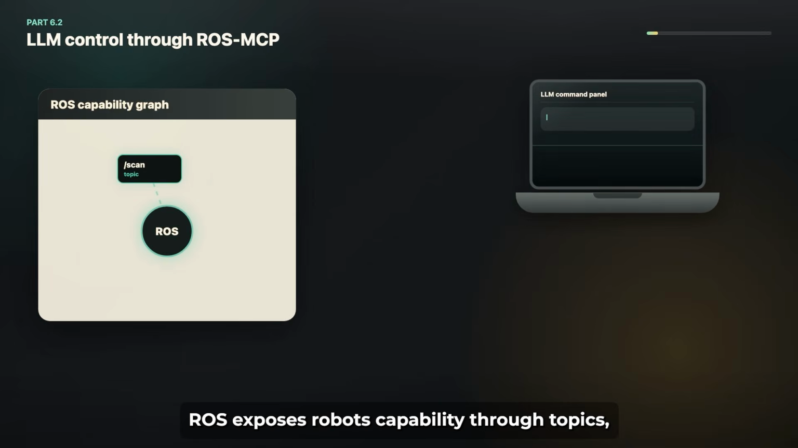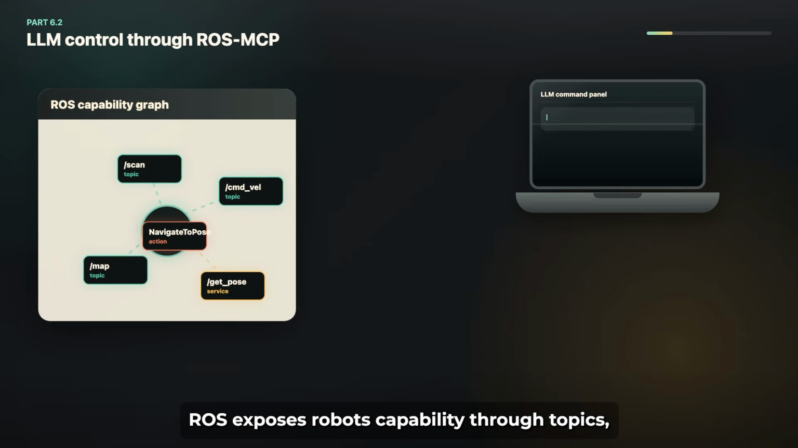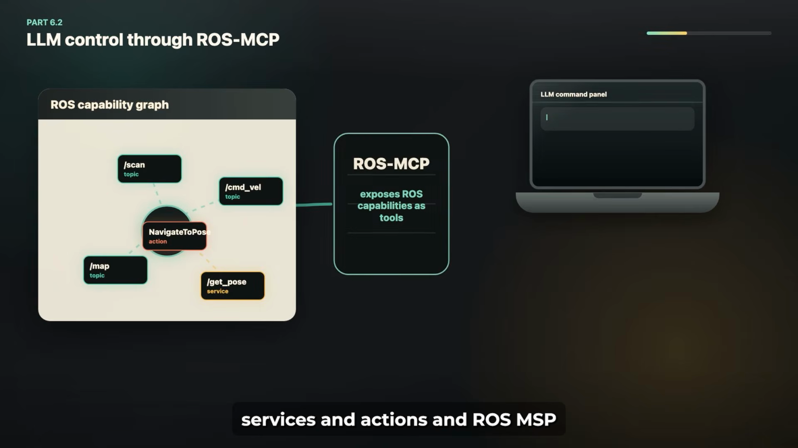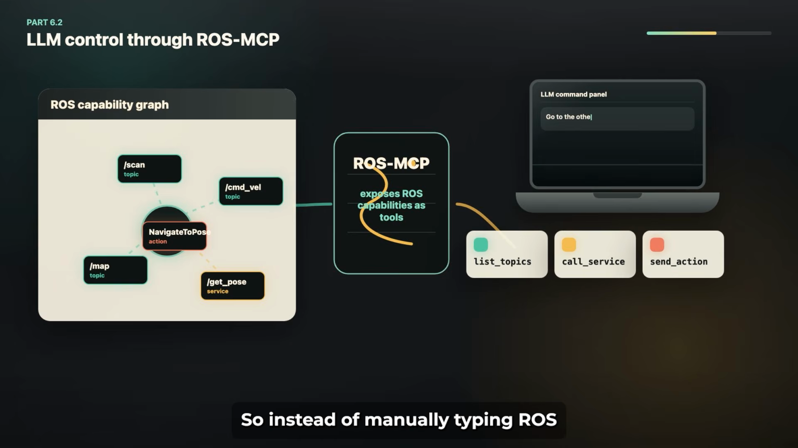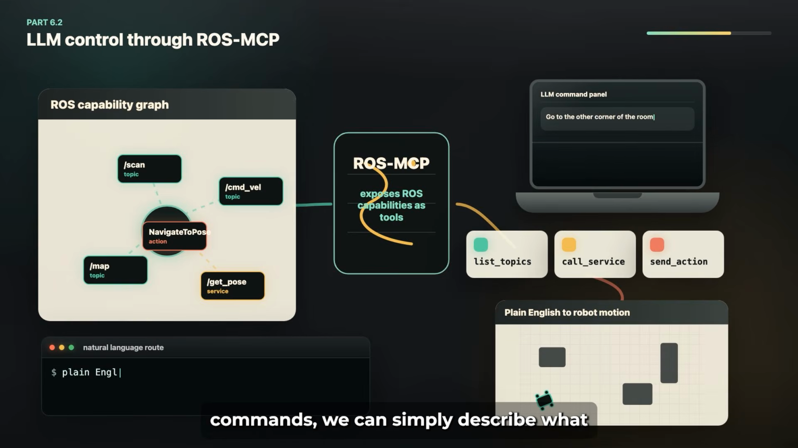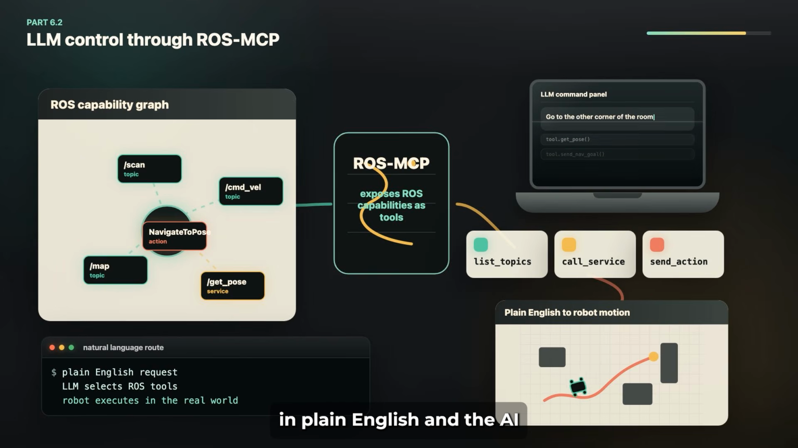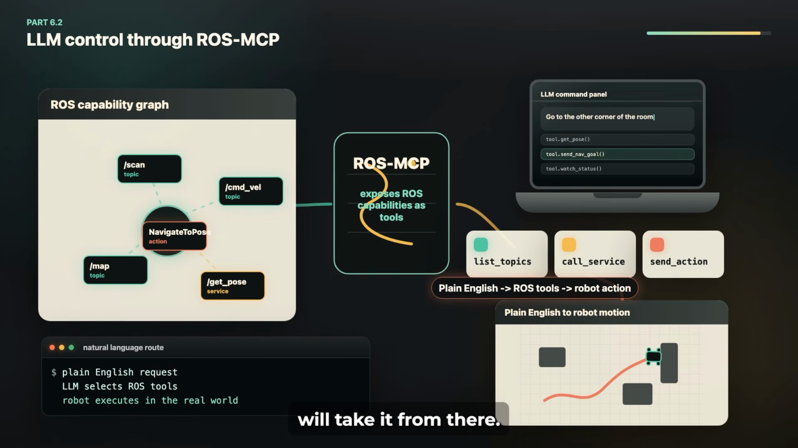The idea is simple. ROS exposes a robot's capabilities through topics, services, and actions, and the ROS2 server allows an LLM to interact with those capabilities as tools. So instead of manually typing ROS commands, we can simply describe what we want the robot to do in plain English, and the AI will take it from there.